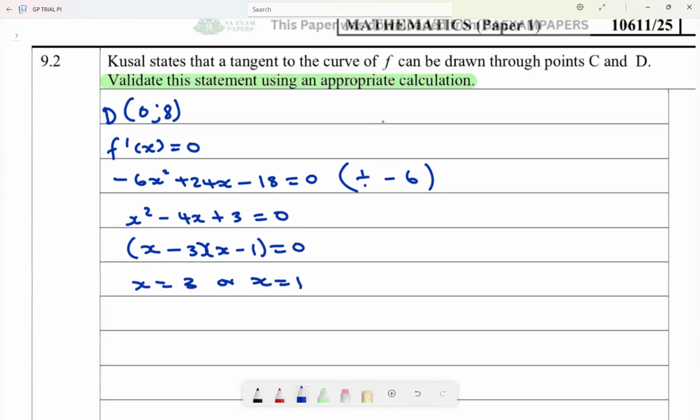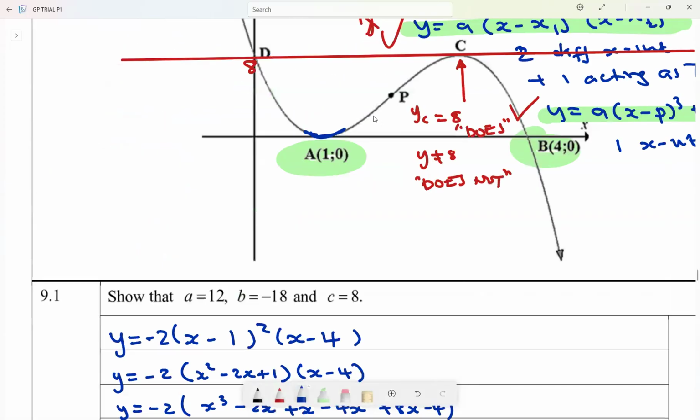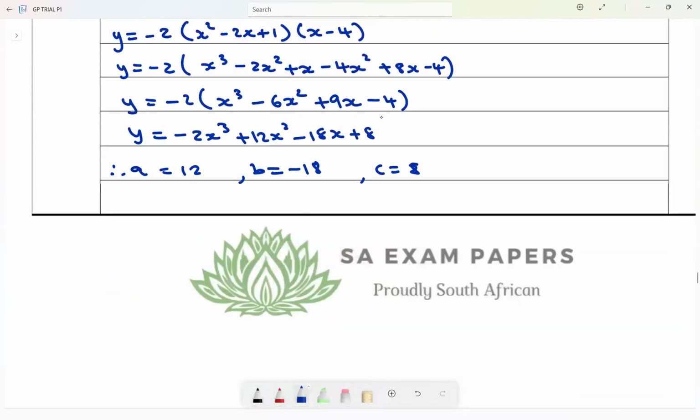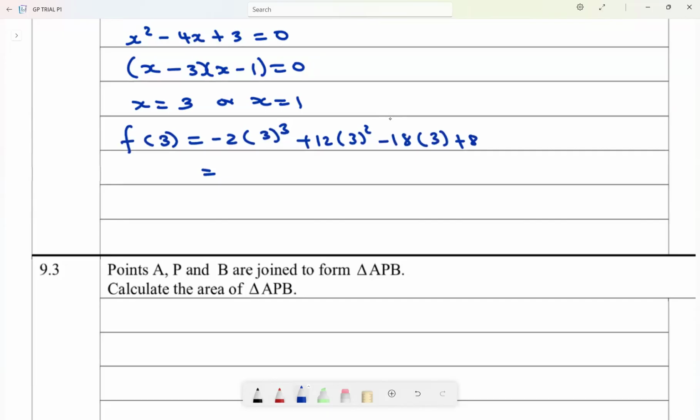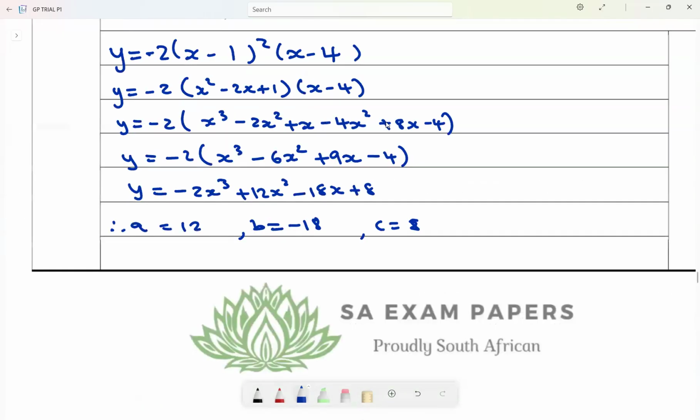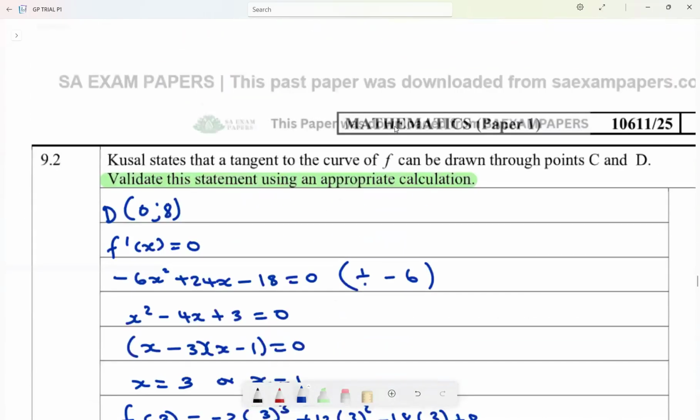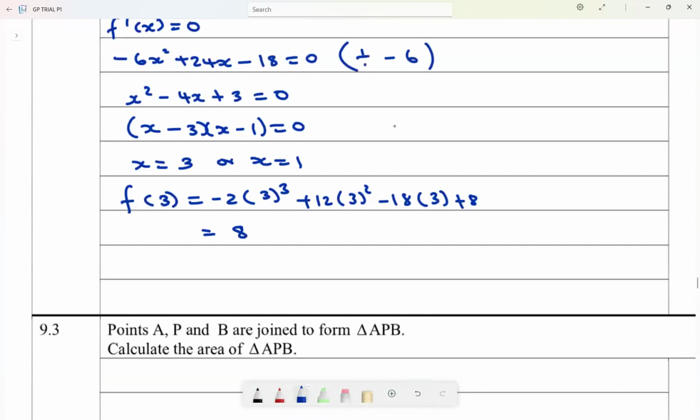But I already know that x equal to 1 is going to result in y being 0, because remember this acts as a turning point and y-intercept. So I'm interested in f when x is equal to 3. Let's look at f when x is equal to 3. When I substitute into my equation, negative 2 times 3 cubed plus 12 times 3 squared minus 18 times 3 plus 8, this gives me 8. So if this is equal to 8, remember I said if it is indeed equal to 8, then it means that the tangent passes through D and C.